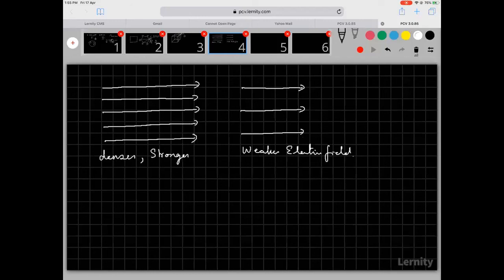Now suppose I have a plane here. Can you tell me how many field lines are cutting through this plane? If you look at this diagram, obviously there are 0 field lines cutting through this plane. Now this number of field lines which are cutting through a given plane is what is referred to as the electric flux. So the electric flux refers to the number of field lines cutting through a given plane.